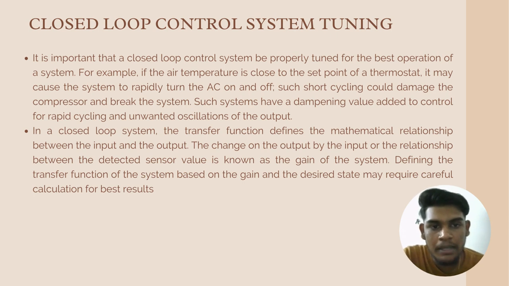Such systems have a dampening value added to control for rapid cycling and unwanted oscillations of the output. In a closed loop, the transfer function defines the mathematical relationship between the input and the output. The change in the output caused by the input, or the relationship between the detected sensor value, is known as the gain of the system. Defining the transfer function of the system based on the gain and the desired state may require careful calculation for the best results.